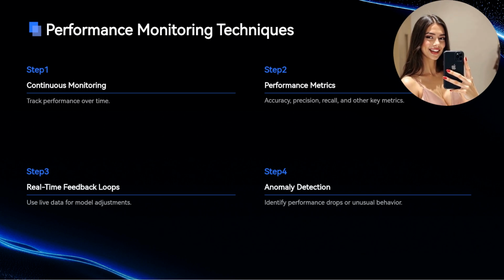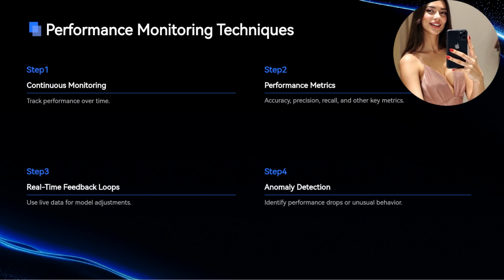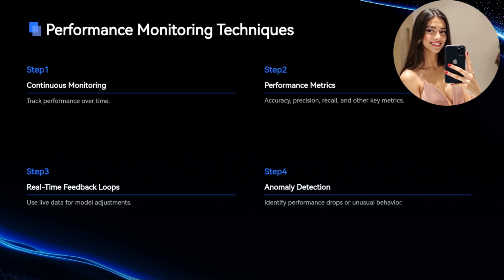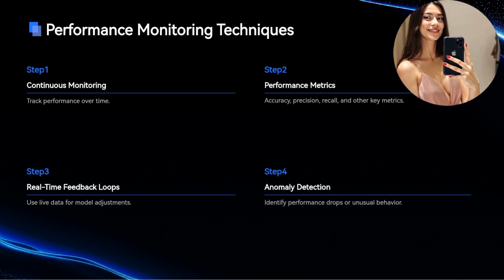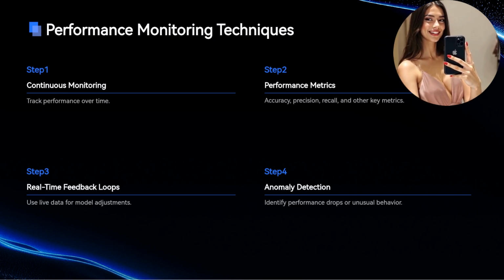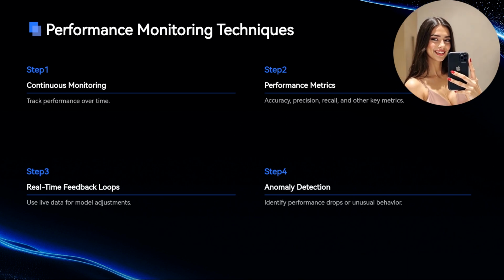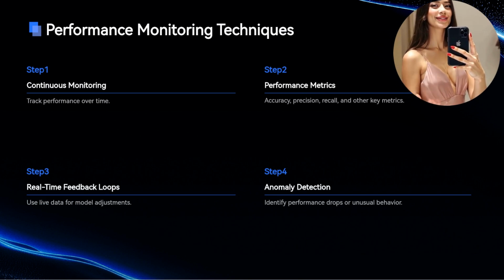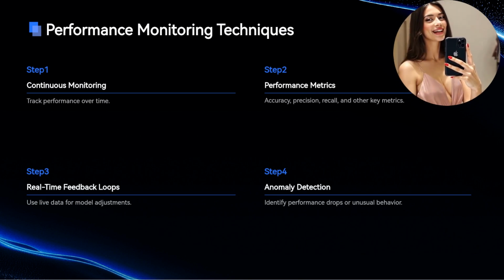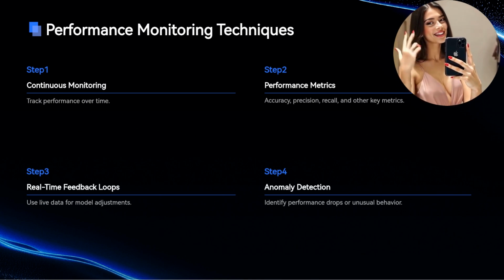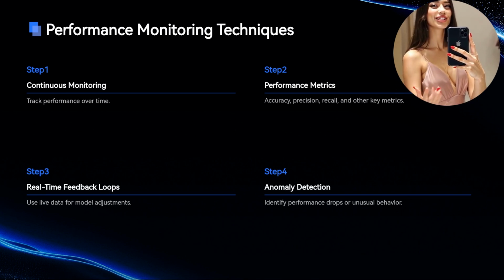Performance metrics. Regularly evaluate the model using common metrics like accuracy, precision, recall, and F1 score, and ensure that the model meets the required thresholds. Real-time feedback loops. In some applications, real-time monitoring allows adjustments to be made on the fly, enabling the system to adapt more quickly to changes in data distribution. Anomaly detection. Set up automated mechanisms to detect performance drops or anomalies in the model's behavior, alerting the team to possible data shifts or other issues.